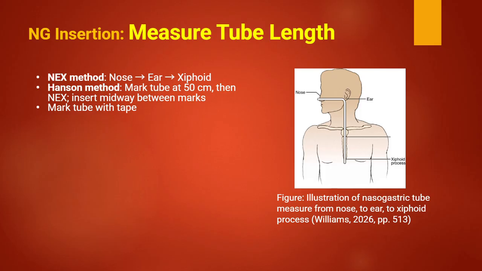The Hansen method is considered more accurate. It involves marking the tube at 50 centimeters and then taking the midpoint between that mark and the NEX measurement. This ensures the tube is inserted slightly farther, reducing the risk of misplacement. Regardless of the method used, always mark the tube clearly with tape so you know your target insertion point.